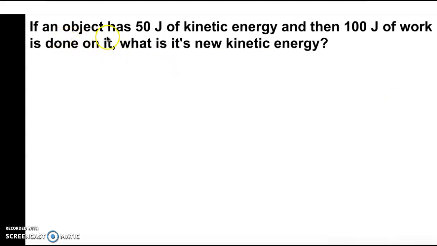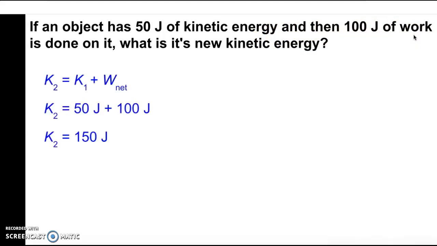Number one, if an object has 50 joules of kinetic energy, and then 100 joules of work is done on it, what's the new kinetic energy? And the answer is simply adding the two together. This is the starting amount of joules of kinetic energy, and then you add 100 joules of work. The principle I'm trying to teach you is that the joules done by work are just added on to the kinetic energy. So the 50 joules of kinetic energy now becomes 150 joules of kinetic energy.